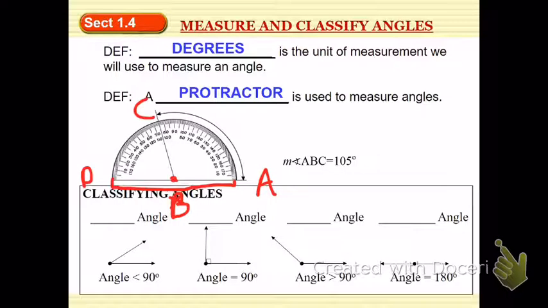Now, if we do angle DBC, the 0 is here, so we use the outer scale. It's 75. So make sure you're using the right scale when you measure with your protractor.